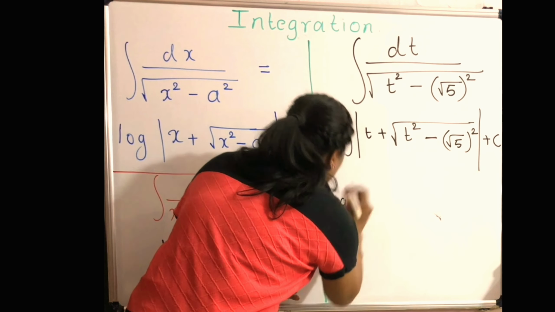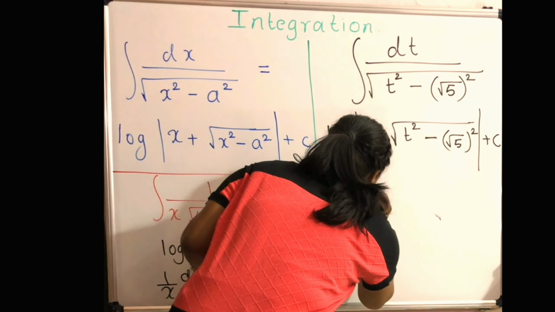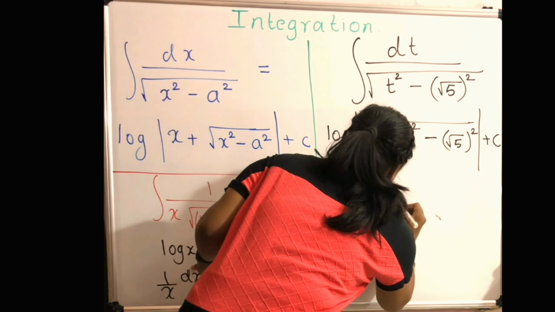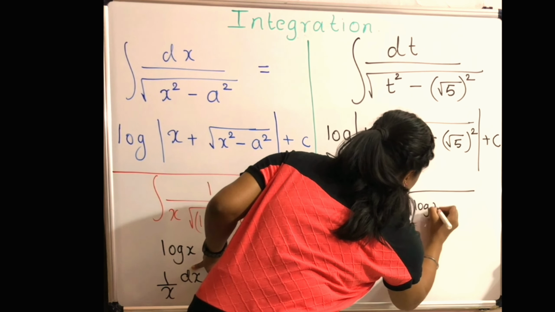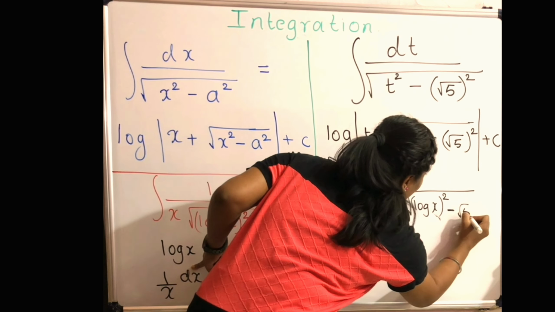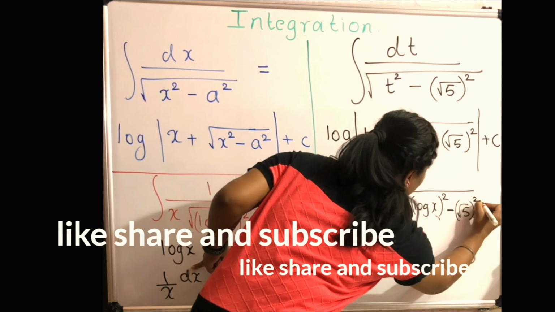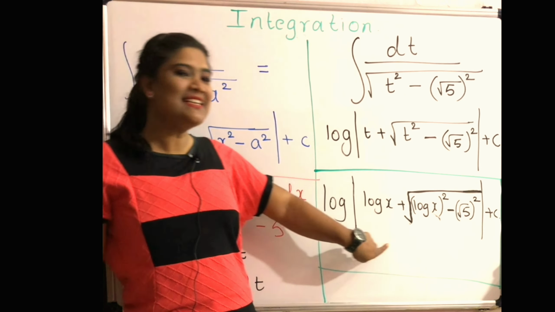Log, in place of t write log x. Mod log x plus under root log x whole square minus root 5 whole square, plus c. This is our answer.